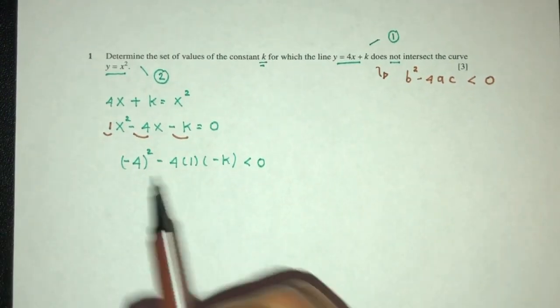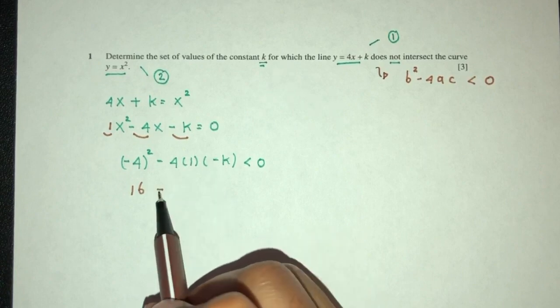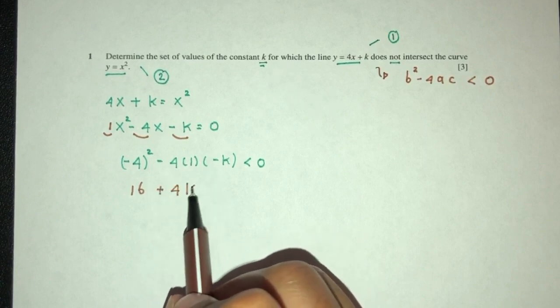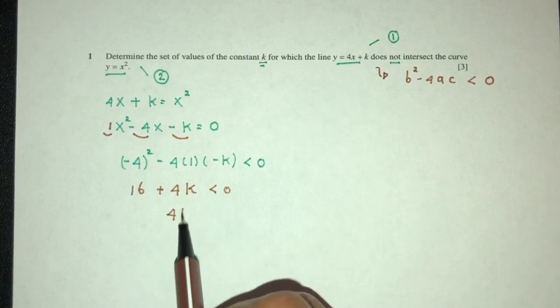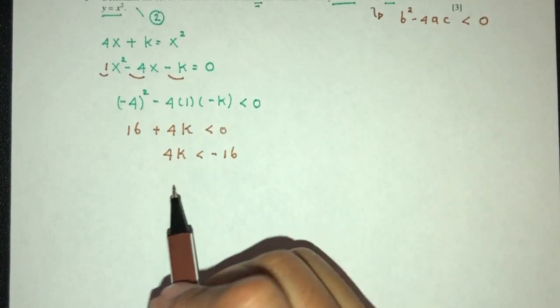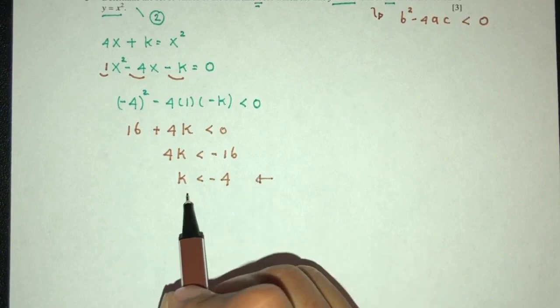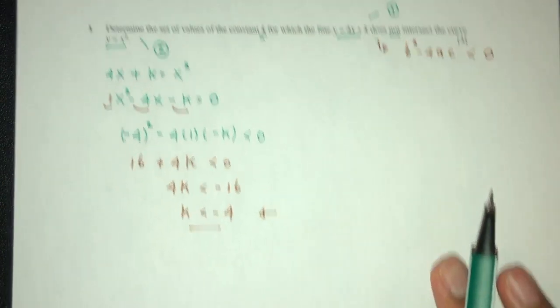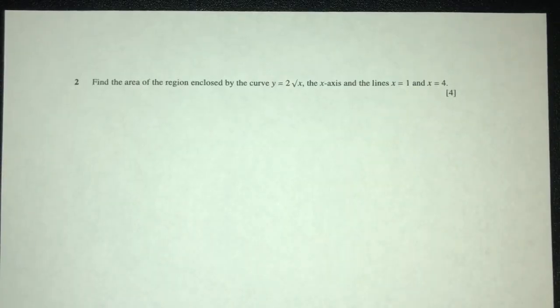Now let's simplify. That will become 16, minus becomes plus 4k, right? So 4k minus 16 is less than 0, so k has to be less than 4 as your answer. This is the set of values of k for which they do not meet. Now let's move on to the next question.